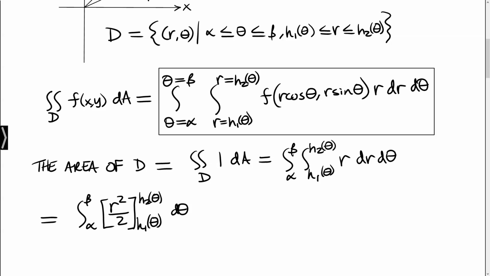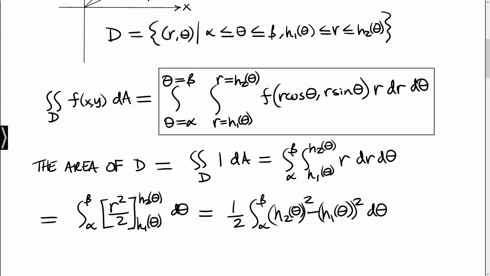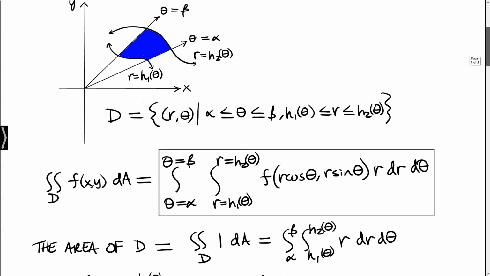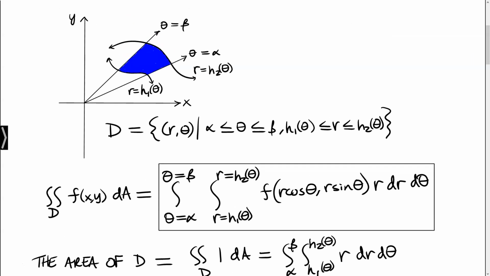And I'm going to take out the factor of 1/2, and what we're going to get is 1/2 the integral from alpha to beta of h2 of theta squared minus h1 of theta squared. Now, why is this the same area that we would get if we used the Calculus 2 formula?